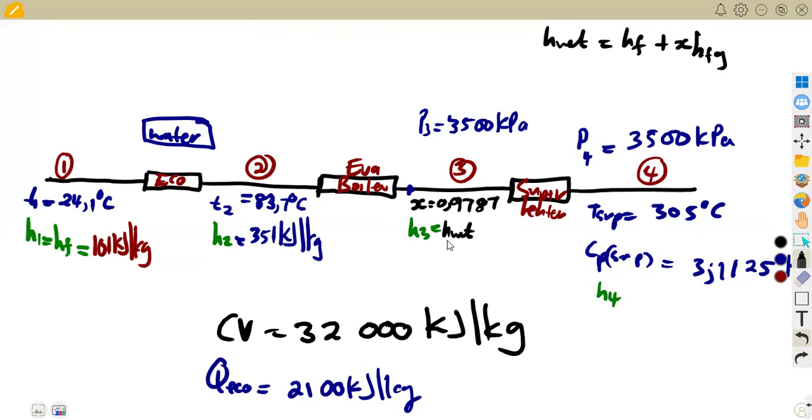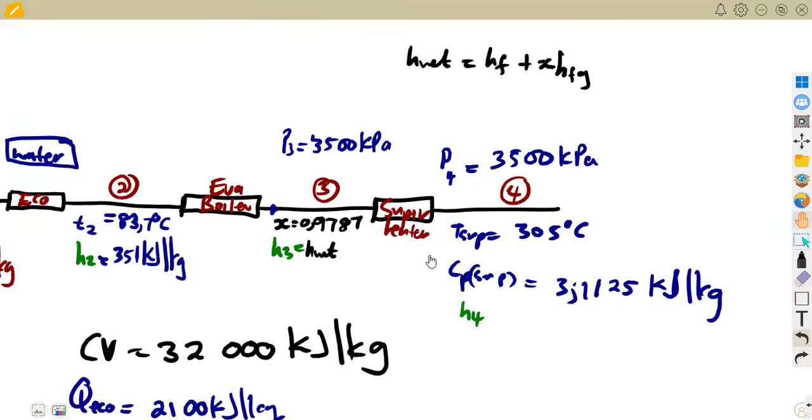So sometimes they might say it is dry. If they indicate that it is dry, H3 will be equal to hg. There it is dry. So hg, where do you take it? Don't calculate hg. You take it at this pressure. You just go straight to your steam table. You take your hg. But on this one, we have to calculate H wet.